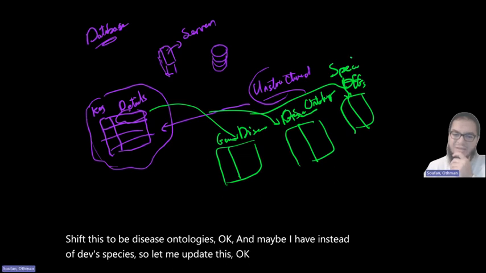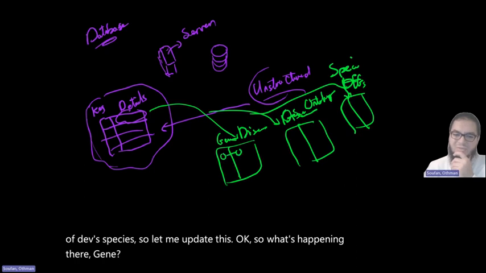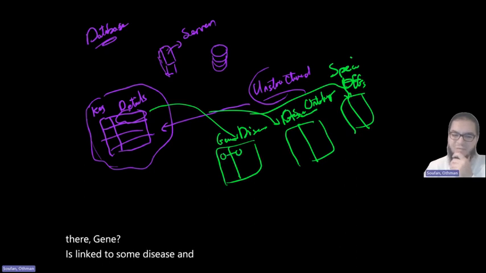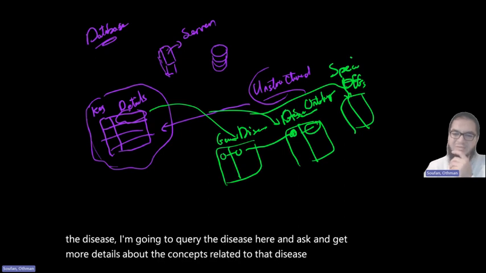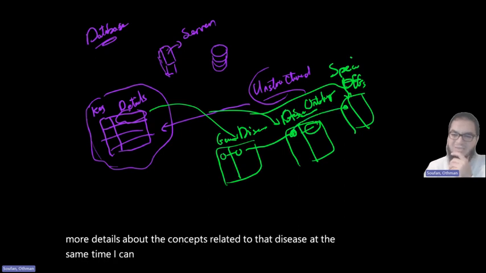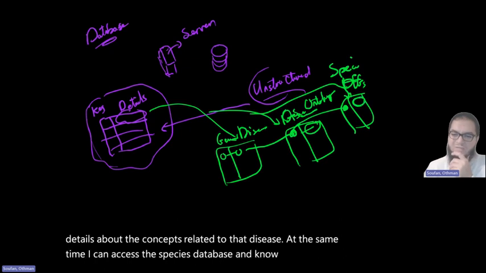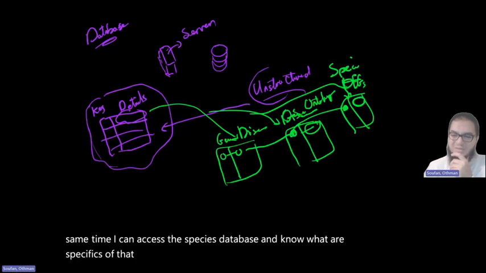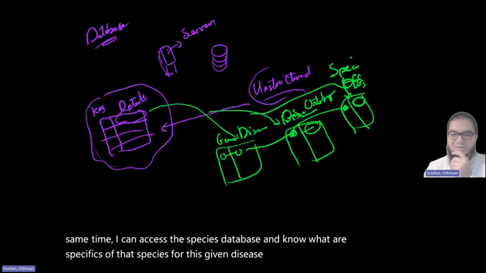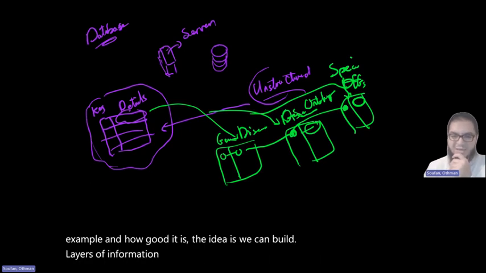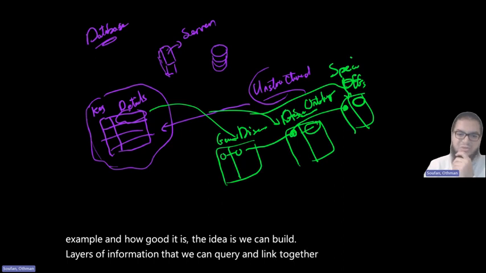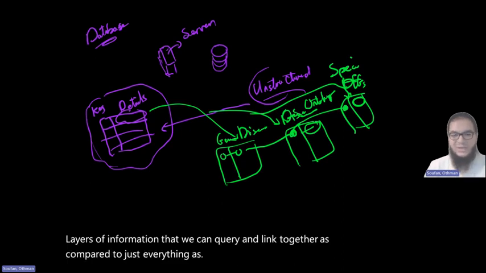So what's happening? The gene is linked to some disease. If I need more information about the disease, I'm going to query the disease table here and get more details about the concepts related to that disease. At the same time, I can access the species database and know the specifics of that species for this given disease. So regardless of the example and how good it is, the idea is we can build layers of information that we can query and link together, as compared to just dropping everything in one place.